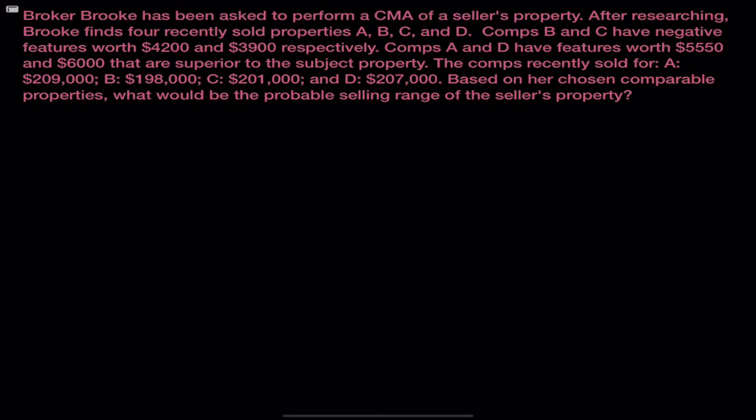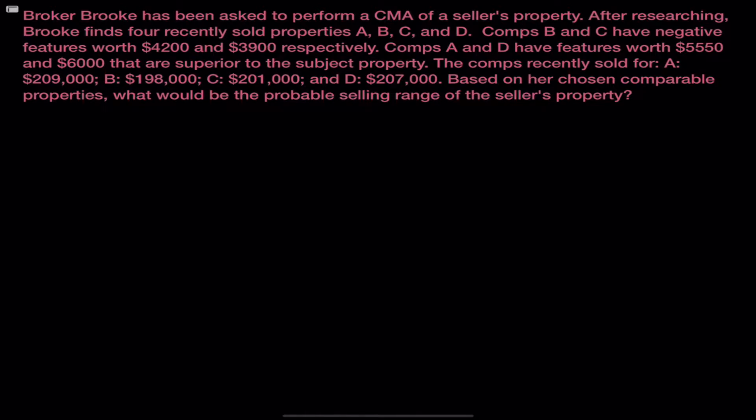Broker Brooke has been asked to perform a CMA of a seller's property. After researching, Brooke finds 4 recently sold properties, A, B, C, and D. Comps B and C have negative features worth $4,200 and $3,900 respectively. Comps A and D have features worth $5,550 and $6,000 that are superior to the subject property.